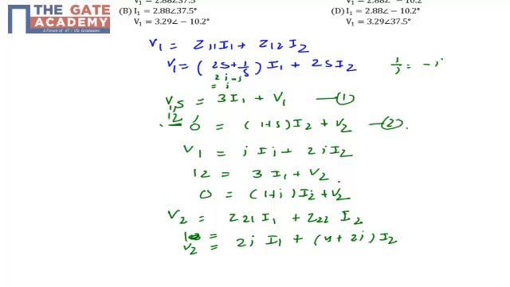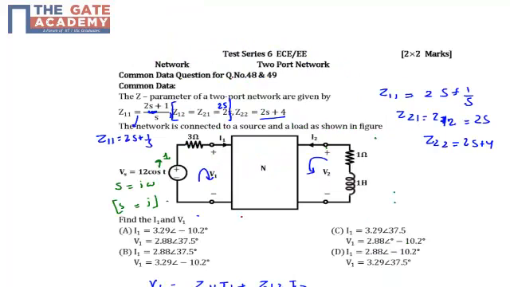Now by simplifying all these equations, I can get the value of I1. It's a simple simplification. I1 is 3.29 with an angle of 10.2 degrees, and V1 is 2.88 with an angle of 37.5 degrees. So in this question, my correct option is option A. For the first part, my correct option is option A. Thank you.